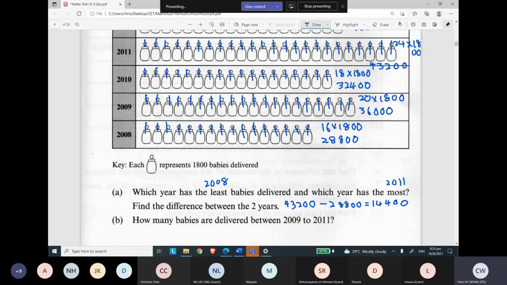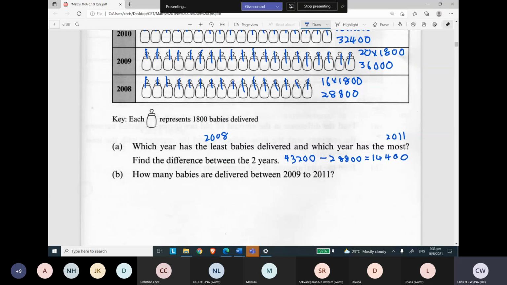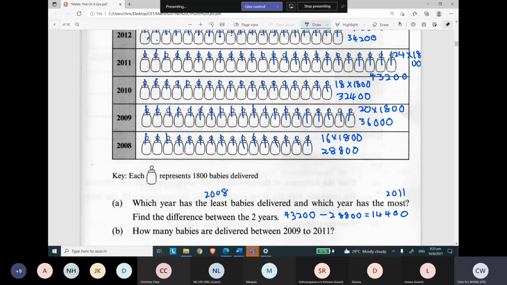Okay. How many babies are delivered between 2009 to 2011? So between this and this, right? Plus. So you take this one plus this one plus this one. Am I right? Siva, answer. 139,800, sir. Is it correct?